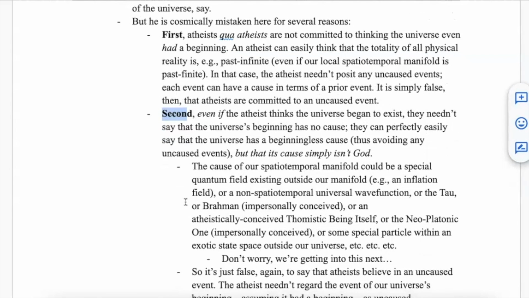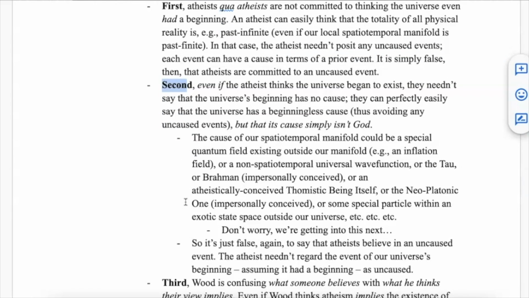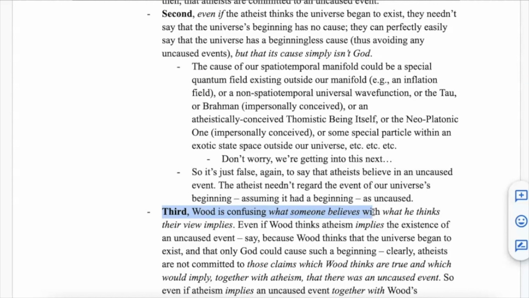But my point here is just that it's false. It's clearly false to say that atheists believe in an uncaused event. The atheist need not regard the event of our universe's beginning, assuming it had a beginning, as uncaused. Third, Wood is confusing what someone believes with what he thinks their view implies, right?